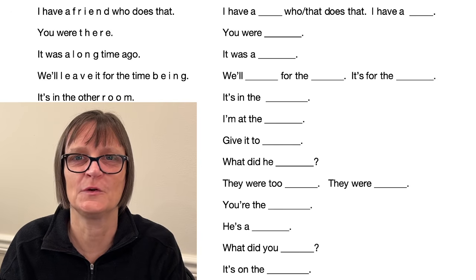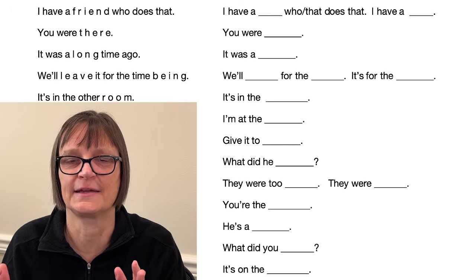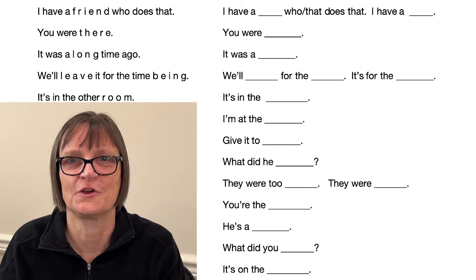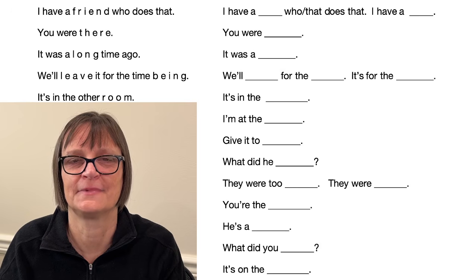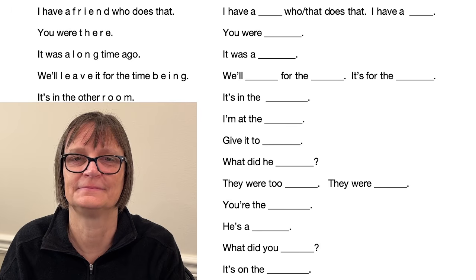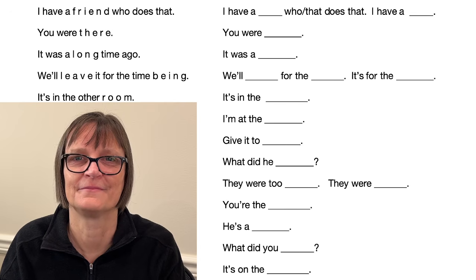Now let's simplify it. We'll take time or time ago out and we'll just use it was a blank. Let's go for week. It was a week. Let's go for minute. It was a minute. Job. It was a job. Trial. It was a trial.